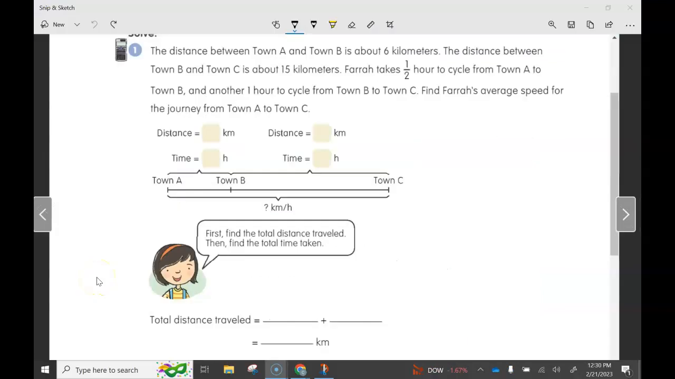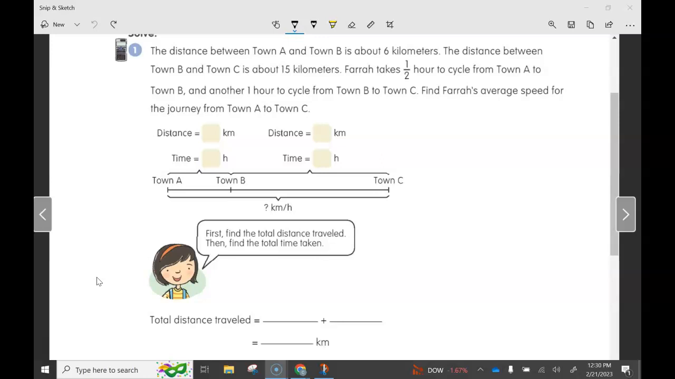So we're just going to take a look at one problem today on page 273. And we can see on page 273 it says the distance between town A and town B is about 6 kilometers. The distance between town B and town C is about 15 kilometers. Fare takes 1/2 hour to cycle from town A to town B and another hour to cycle from town B to town C. Find Fare's average speed for the journey from town A to town C.